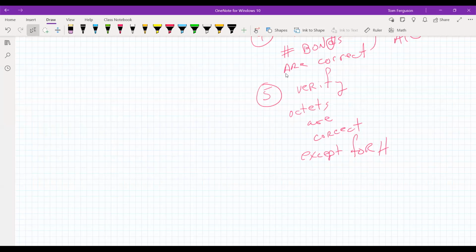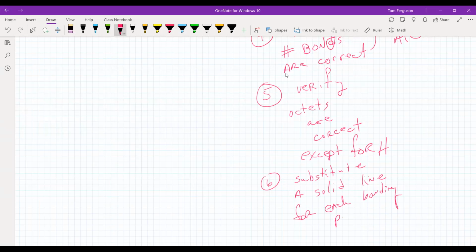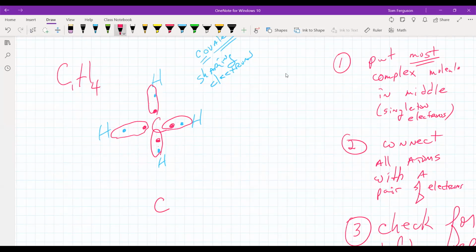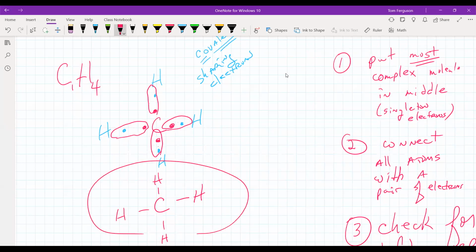And then lastly, step 6 is to substitute a solid line for each bonding pair. So now we're going to rewrite this like this. That's the Lewis structure.